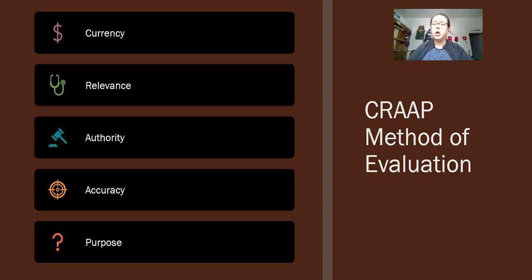Now, CRAAP stands for currency, relevance, authority, accuracy, and purpose. And again, by looking at each one of these individually and putting them in concert with one another toward the end, you can better determine, first and foremost, is this information correct? But also, is this information appropriate for what I'm trying to do? And would my audience find this an acceptable source? So it allows you to think about it not just for the accuracy of the information, but how well received it will be, considering, again, what you're writing on, the argument you're making, and who you're trying to convince.